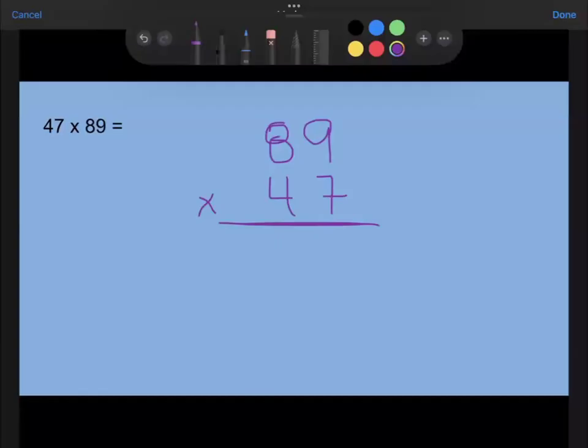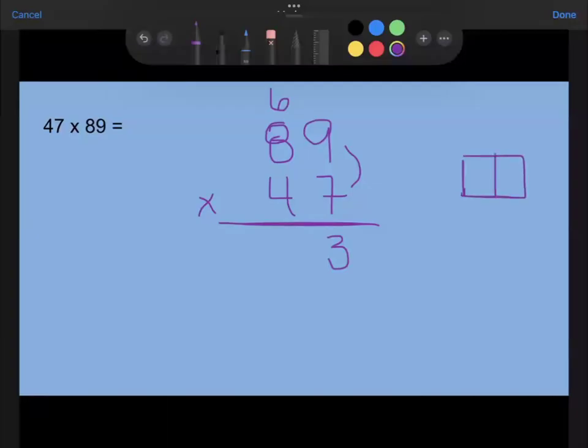However, most people like to just put the bigger number on top so they don't have to think too hard about it. So 9 times 7 is 63. So I'm going to put a 3 here and regroup the 6. So if you're like, oh, what is she doing there? Whenever you multiply in the standard algorithm, you get a 2-digit answer.